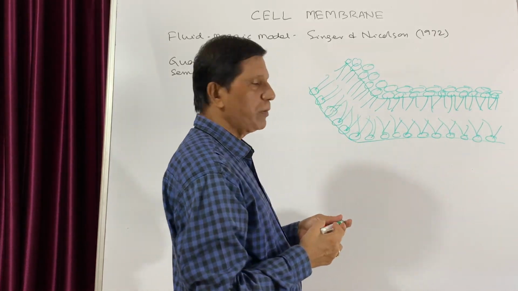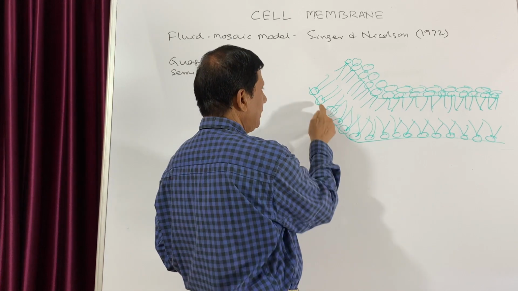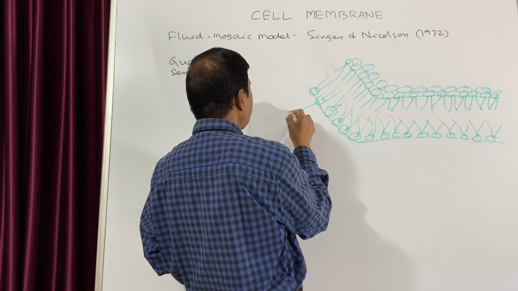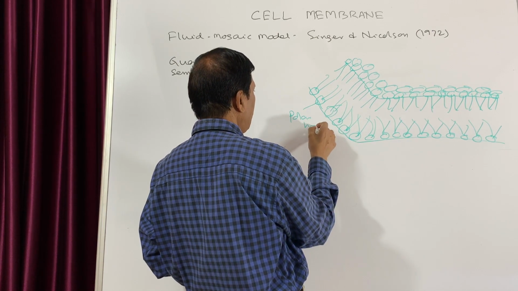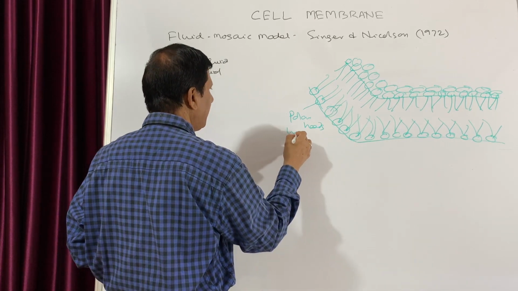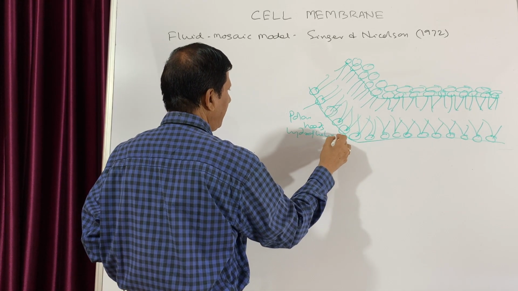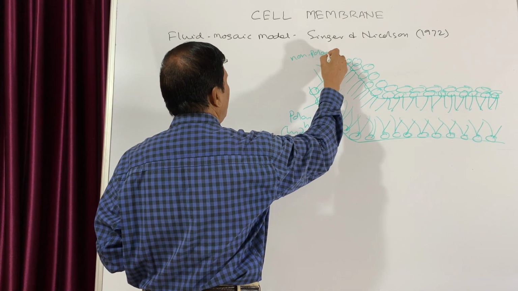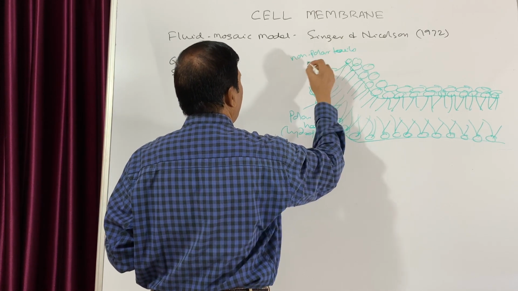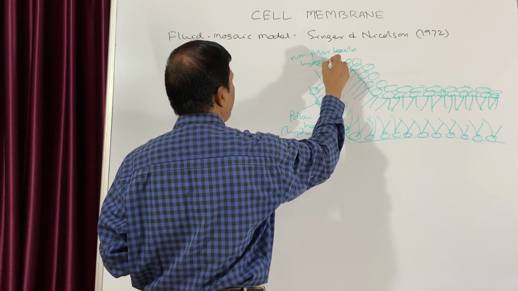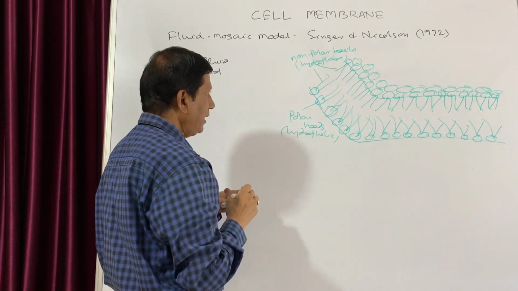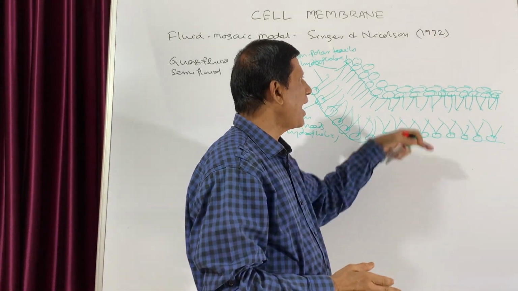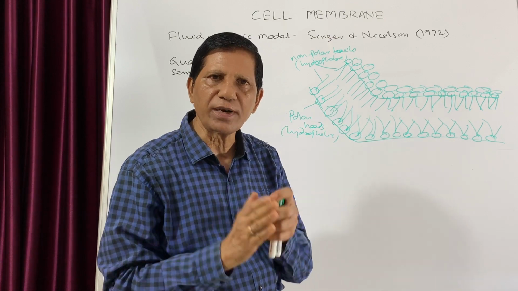Now, in the bilayer of phospholipids, you see these are the heads, and these are the heads. The heads are polar, we can say they are polar heads, and these are hydrophilic. While these are the non-polar tails, and these are hydrophobic. That means the non-polar tails face each other. That means they are away from the aqueous medium. That is why they are well protected.